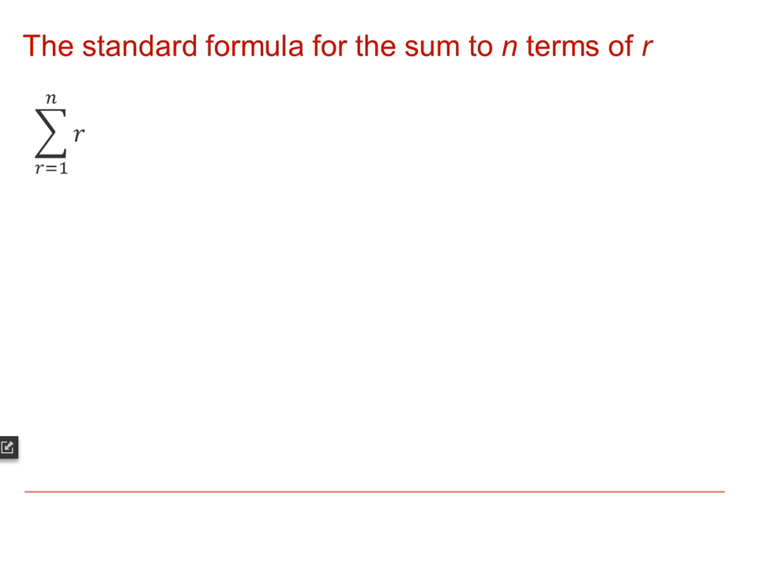So for different values of n: when n is equal to 1, we get the sum just being equal to 1. When n is equal to 2, we get 1 plus 2, in other words the first two integers added together, giving us a sum of 3. N equal to 3, 1 plus 2 plus 3 equals 6, and so on.